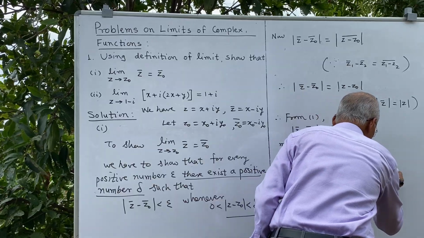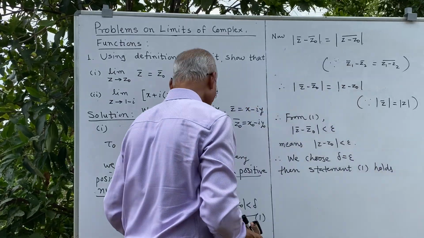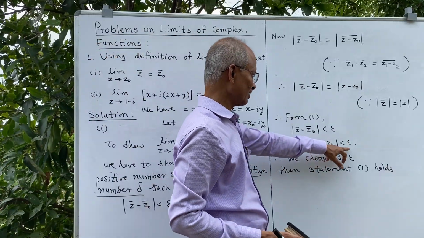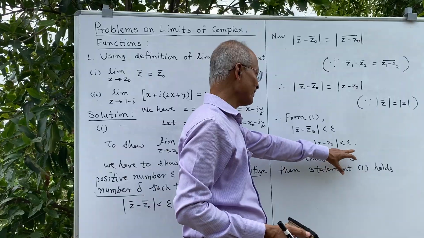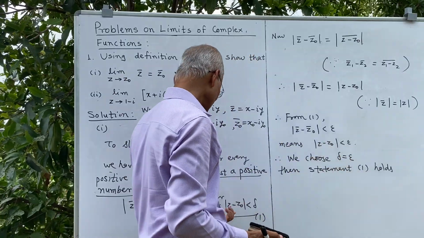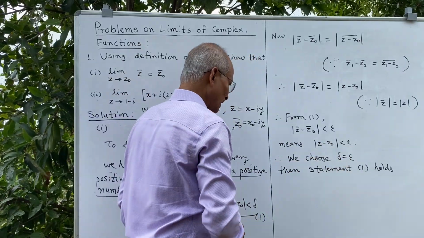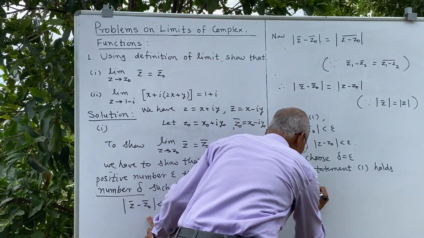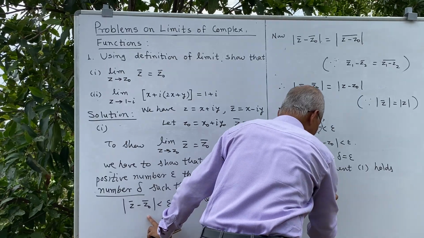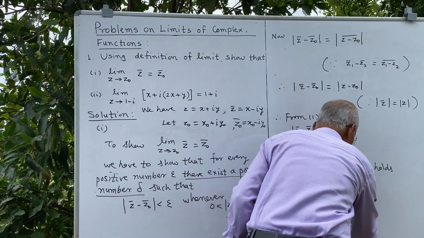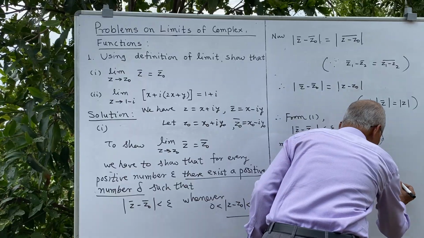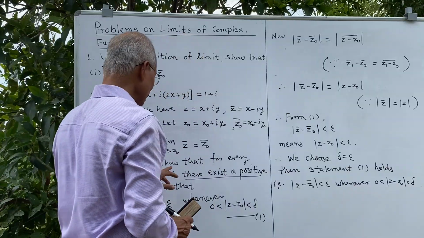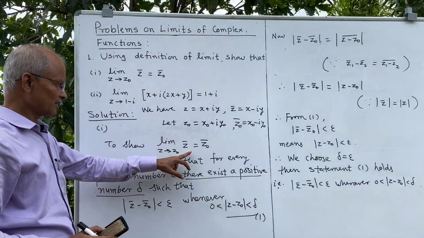This statement is true, because this means mod of z bar minus z naught bar is less than epsilon, and we select delta the same as epsilon, then this statement becomes true. So that is, this z bar minus z naught bar becomes less than epsilon whenever 0 is less than mod z minus z naught is less than delta is true, and this proves limit of z bar is equal to z naught bar.